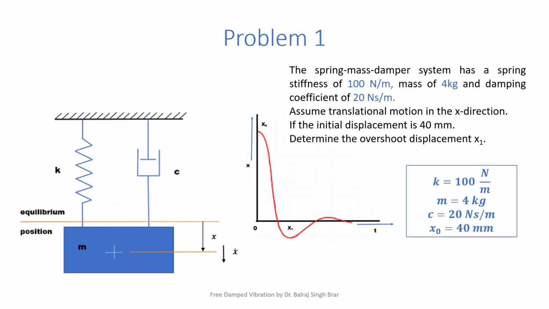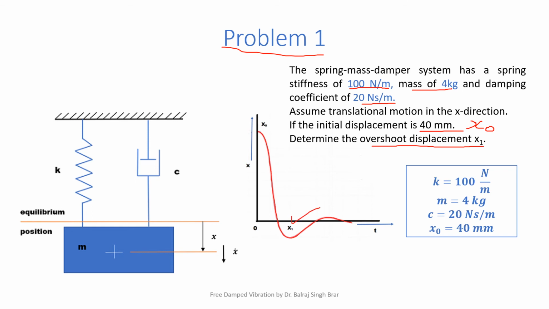Problem number one. We have a spring mass damper system as shown in the figure. The spring has a stiffness of 100 Newton per meter, mass of 4 kg, and damping coefficient of 20 Newton second per meter. Assume translational motion in the x direction as shown in the figure. If the initial displacement is 40 mm, so this is the x naught value, we have to get the overshoot displacement, denoted as x1. So we have to determine x1.